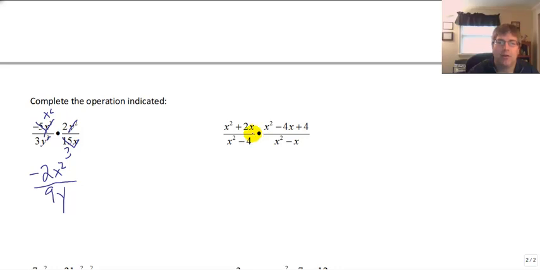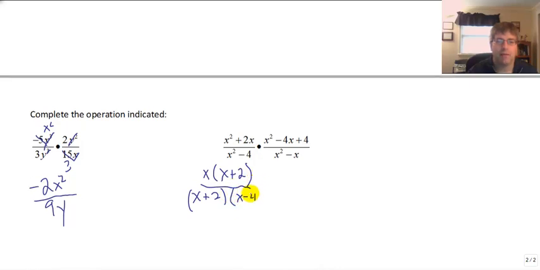Now we have a couple polynomial rational expressions that we are multiplying here. I've got the polynomial x squared plus 2x over x squared minus 4 times x squared minus 4x plus 4 all over x squared minus x. So we go back to our suggestions. We want to factor first. So out of the numerator on the left, I'm going to factor out an x, and I'm left with x plus 2. Remember, we always want to factor first. The denominator has a difference of 2 squares, which I can factor to x plus 2 times x minus 2.